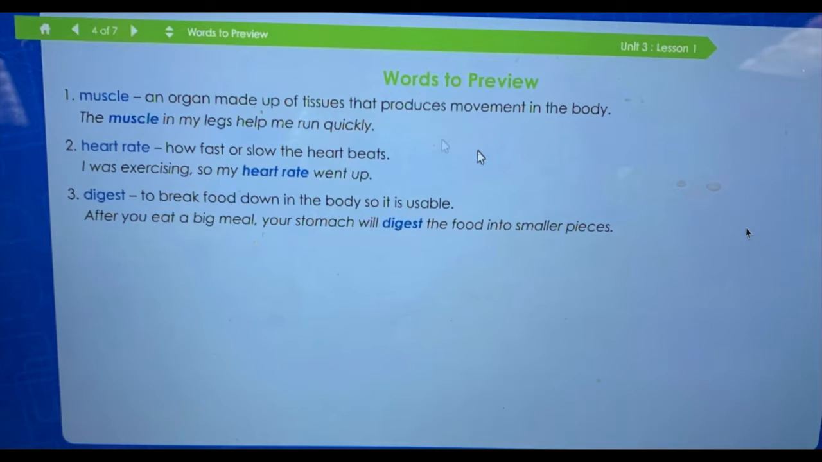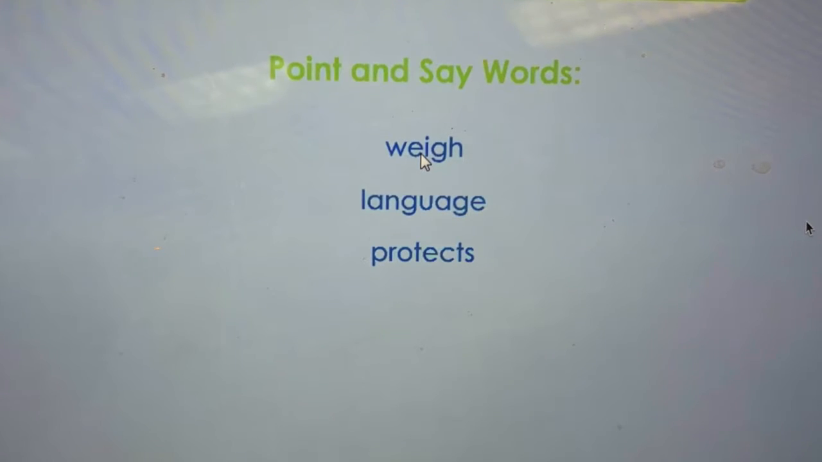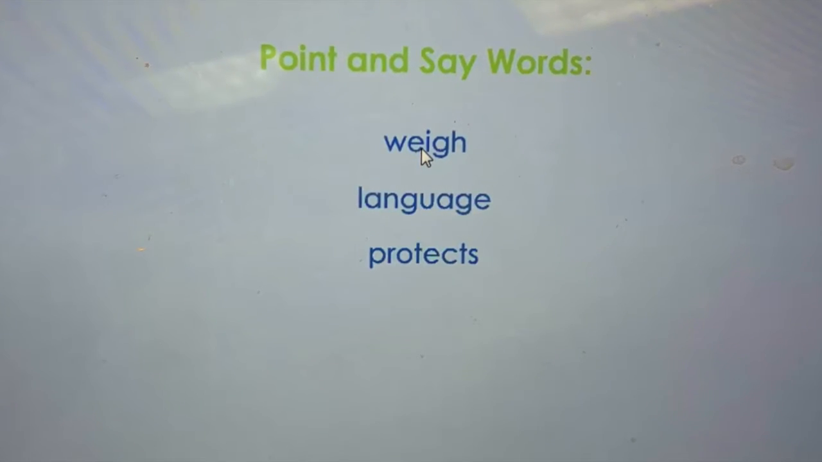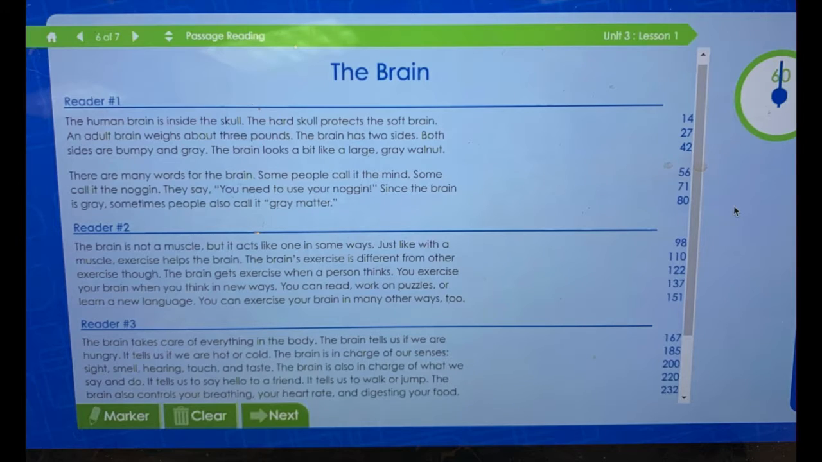She also went over words to preview, which were muscle, heart rate, and digest. This was so when they go into the reading, they know what these words mean since they've already reviewed them before the passage. She also had them focus on 3 words that they may struggle to pronounce, which were way, language, and protects. Then there were 3 passages. There was Reader 1, Reader 2, and Reader 3 of the brain.